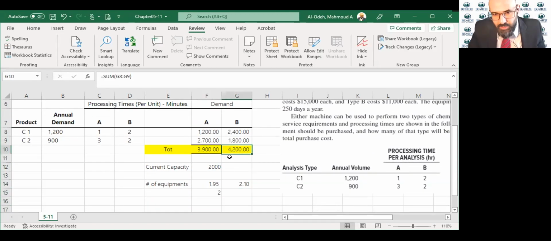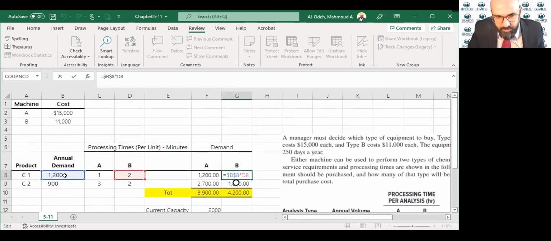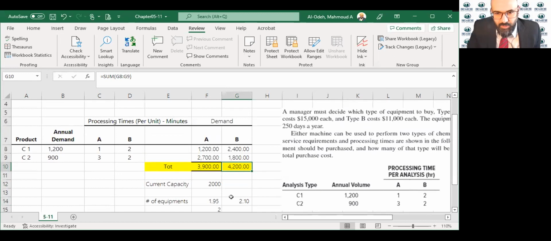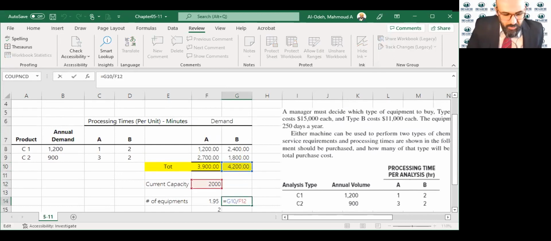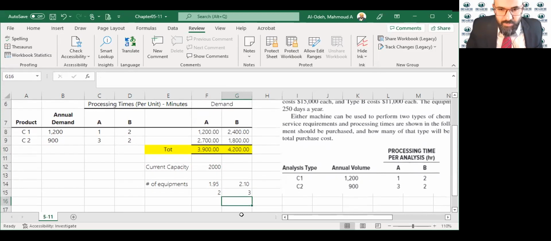And for B as well, after calculating the capacity, the demand needed is calculated by multiplying 1,200 by 2 hours per unit, and that will give you 2,400. And the same thing for the 900 times the 2, that will give you 1,800. Add these together to find the annual demand. And then to find out how many machines, we divide the 4,200 by 2,000. That will give you 2.1. So you have to round it up. You need 3 machines of B.